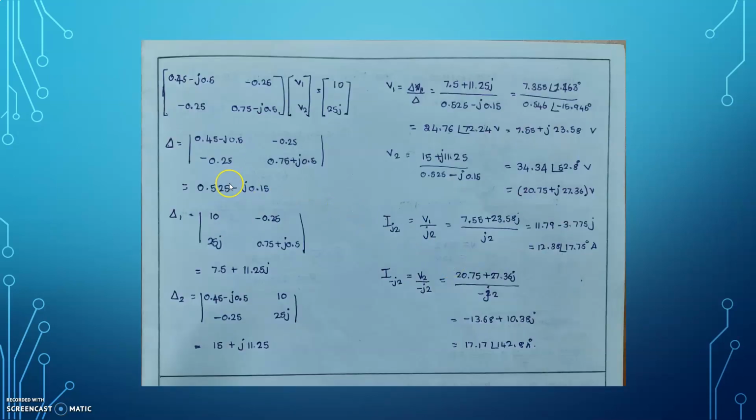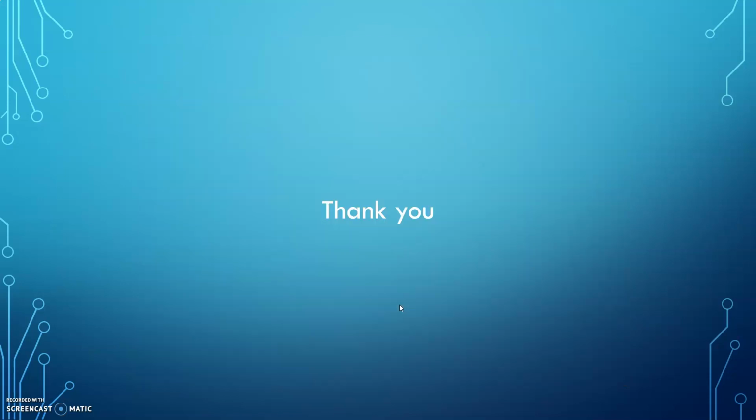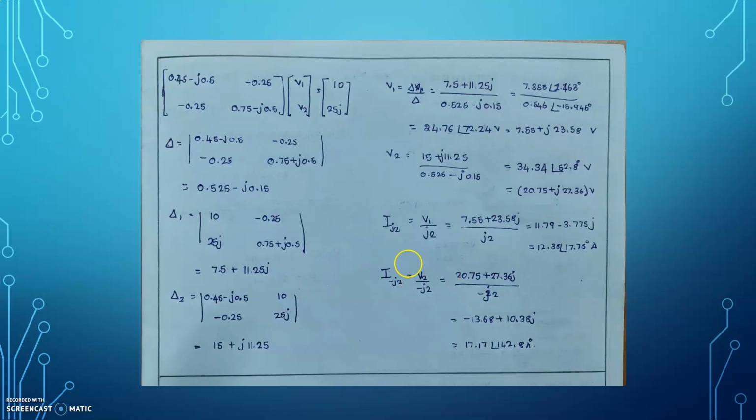Then by solving these two equations using Cramer's rule, find delta, delta 1, delta 2, V1 and V2. Finally, we find the current flowing through j2 and minus j2 ohm. So this is the solution for this problem.